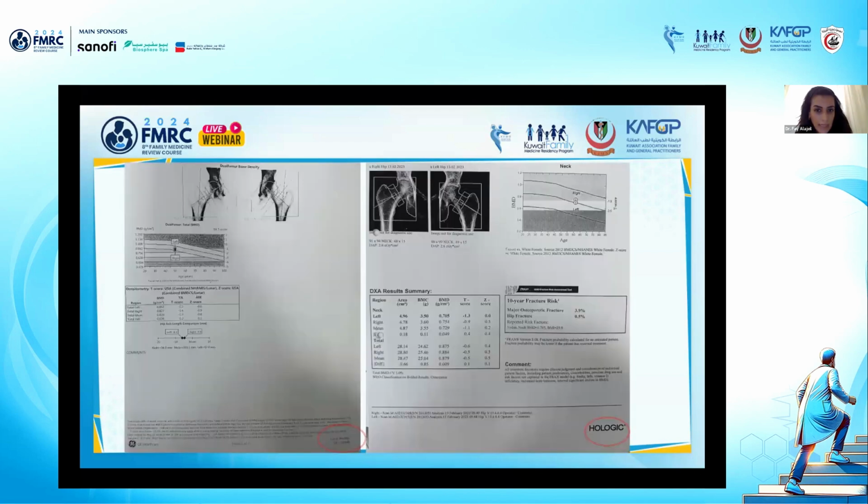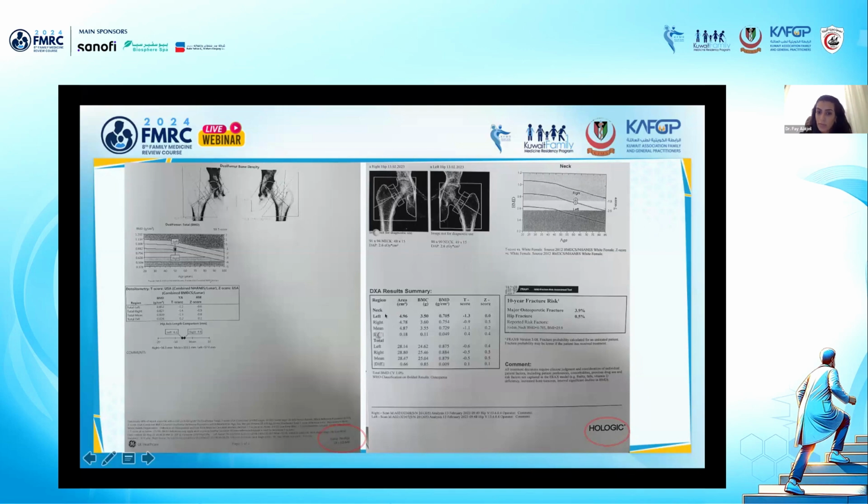Okay, so here is an example of part of the DEXA scan. As you can see, there are 2 machines. One of them is the Hologic and the other is the Lunar. Mostly in Kuwait, Hologic is very common, and you can see the difference. For example, the name of the machine may not be shown, but most of the time, yes. In the Hologic, the background is black, while in the Lunar, the background is white, okay?